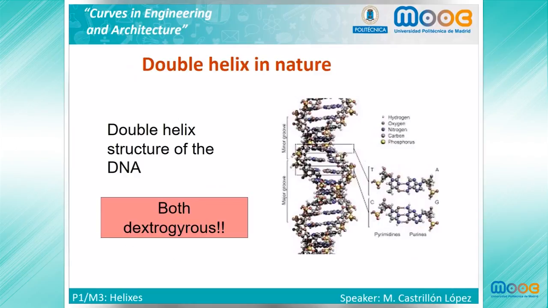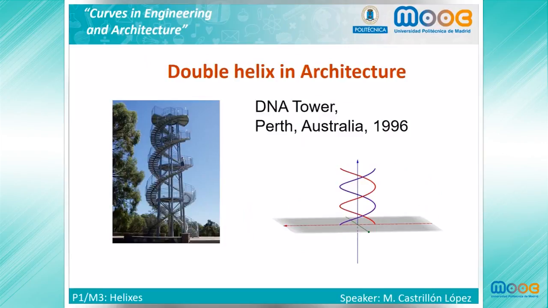There are several examples of helices in nature. A famous one is the double helix structure of the DNA strand. Notice that the two helices that form the DNA strand are dextrogyrous. In architecture, we can highlight the DNA tower in Perth, Australia, inspired by the DNA strand.